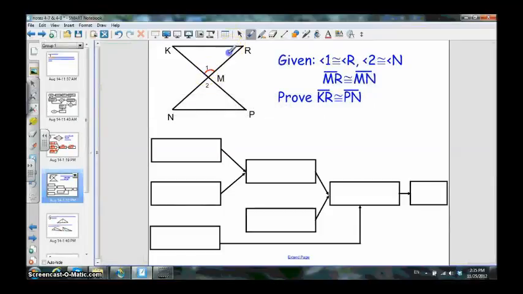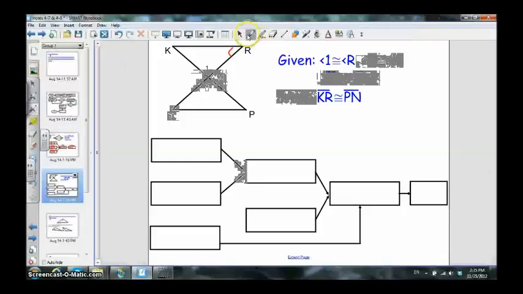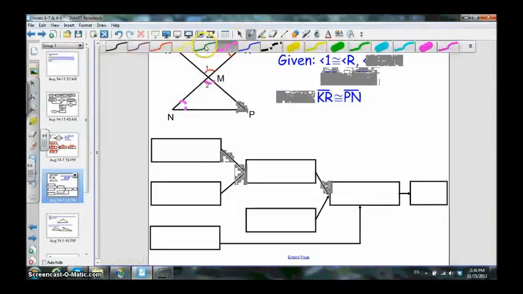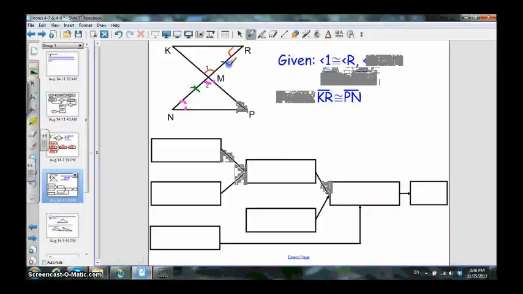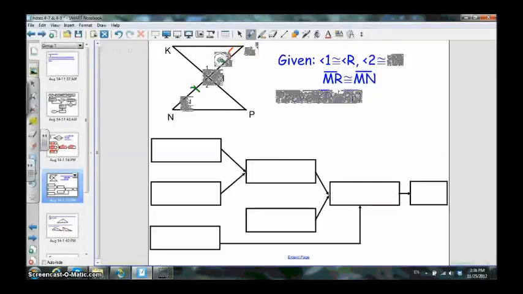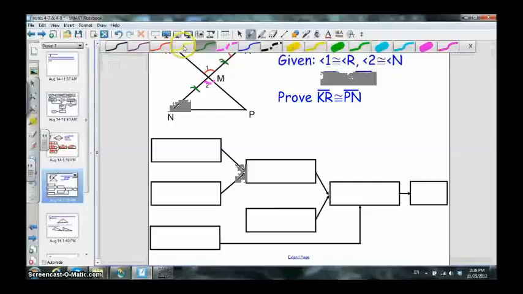Angle is congruent to angle R. So she marks them, which is a good thing to start with. I know that angle 2 is congruent to angle N. Alright? And then the third piece of information, MN is congruent to MR. Alright. I want to prove that KR and NP are indeed congruent. And I can do that if I can justify that these are congruent triangles. However, at this point, I can't say that because I don't even have angles in the two triangles that are congruent. Let's start with just writing down our given information.